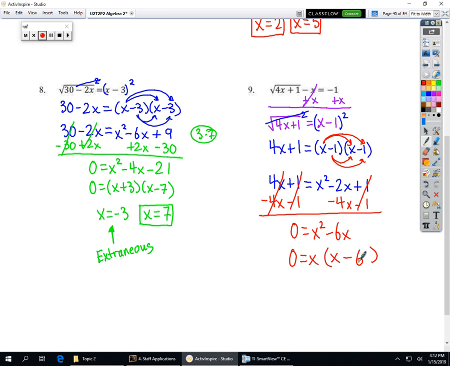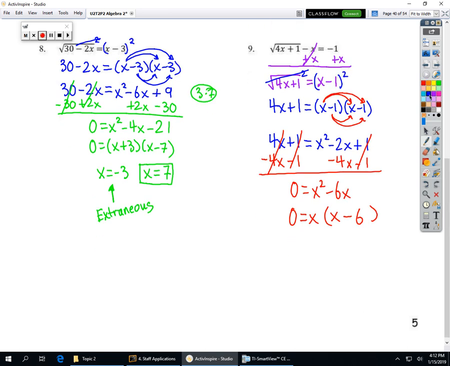In this case, I have 2 answers. Remember, when you're asking for the answers, you're also asking for the zeros. So this is x equals 0 is one of them because there's just an x here. X equals the opposite of negative 6, positive 6. So we have to check if they're extraneous or if they're actual solutions.